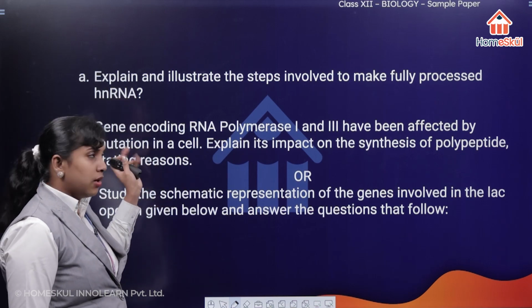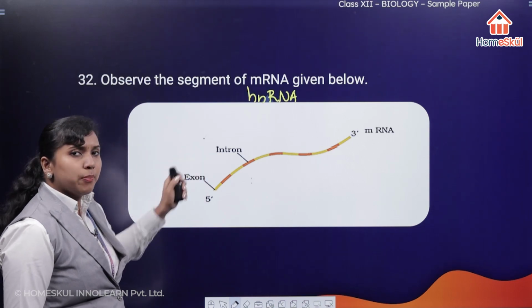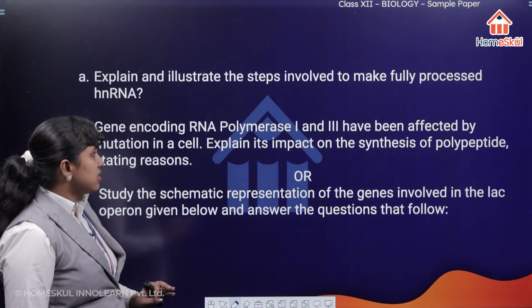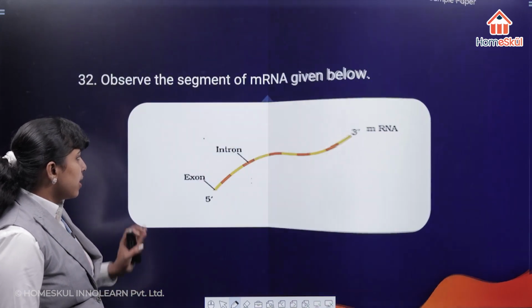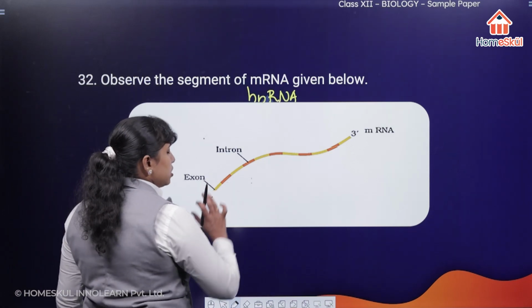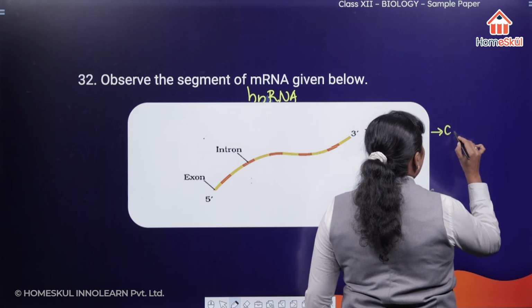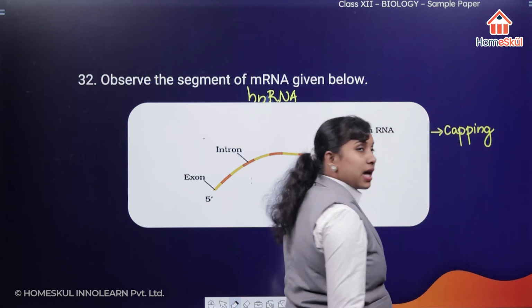So the one we saw was an hnRNA, right? And we need a fully processed hnRNA. That means we need a fully processed mRNA. And what are the steps involved there? Let us see. First, capping occurs. Capping at the 5' end.